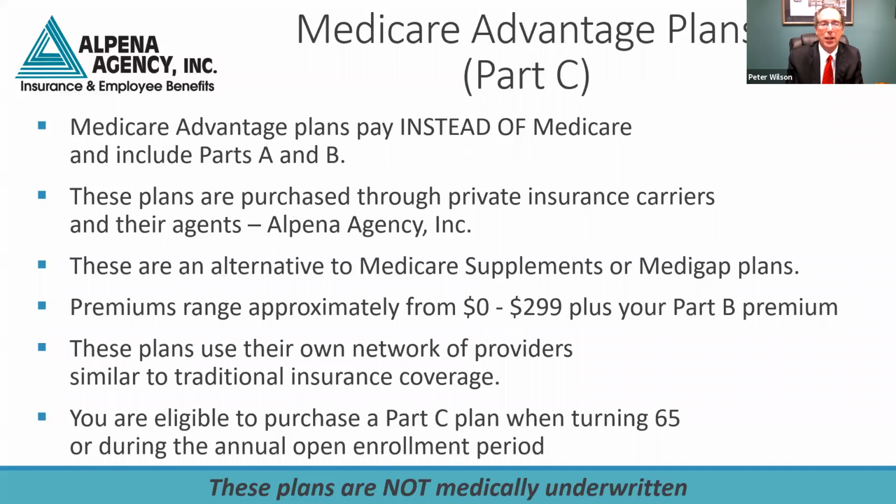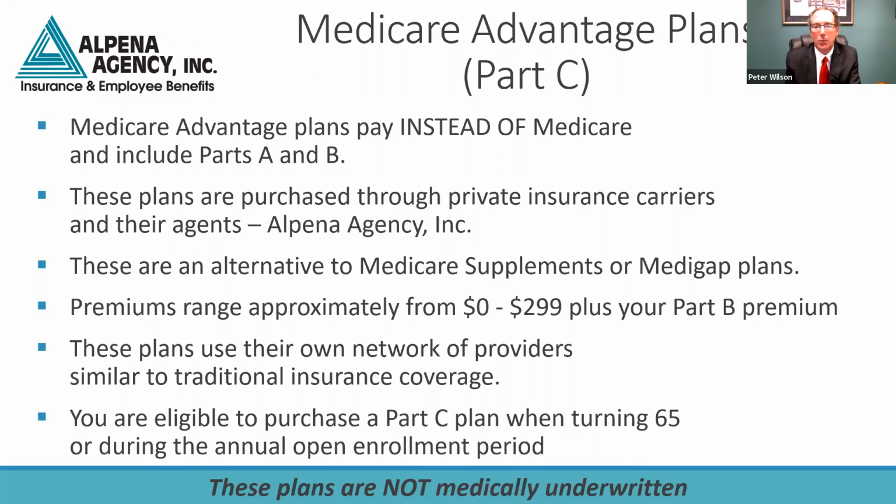These Advantage plans encompass Parts A and B, but in addition, they include a lot of the gaps that we talked about that A and B have. These are an alternative to a Medicare Supplement or a Medicare Medigap plan. So you have A and B, which is your original, and then you can either get a Part C Advantage plan to enhance your coverage or a Medigap plan or a supplement to enhance your coverage. Not both. You go down one path or the other.